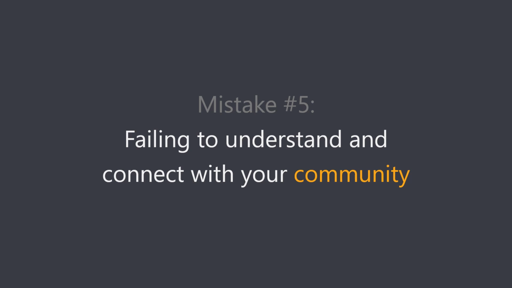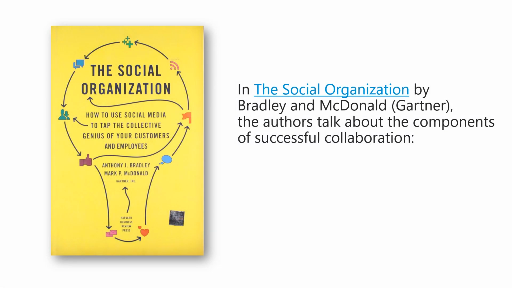Mistake number 5 is failing to understand and connect with your community. This is one I'm constantly pointing people towards. Look, I'm a collaboration technology guy, and that's what the focus of this book was, a social organization. Bradley and McDonald both came out of Gartner, but they talk about 3 things which are very relevant in the marketing world. I'm constantly talking to people about their marketing strategy about the same thing. This is kind of a recap of the previous mistake that companies make. But it's one, understanding the community that you're trying to reach.